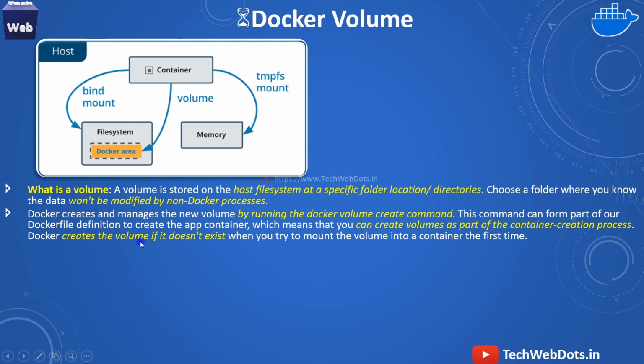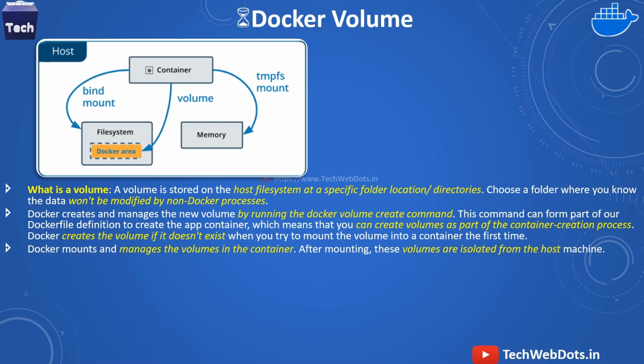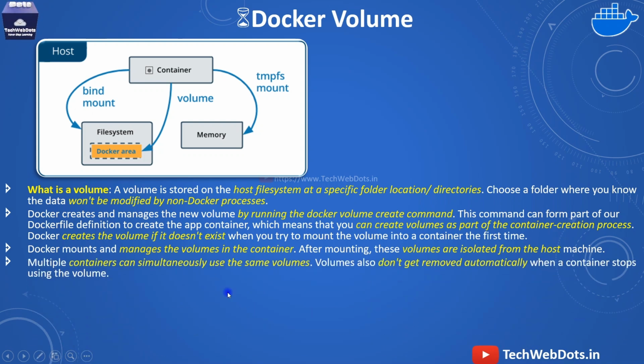Docker creates the volume if it does not exist when you try to mount the volume into a container for the first time. It means if you haven't created the volume but you are trying to mount it, then it will be created automatically. We will see these things in action. Don't worry. Docker mounts and manages the volumes in the container. After mounting, these volumes are isolated from the host machine. It means the host machine will not be able to modify this volume space.